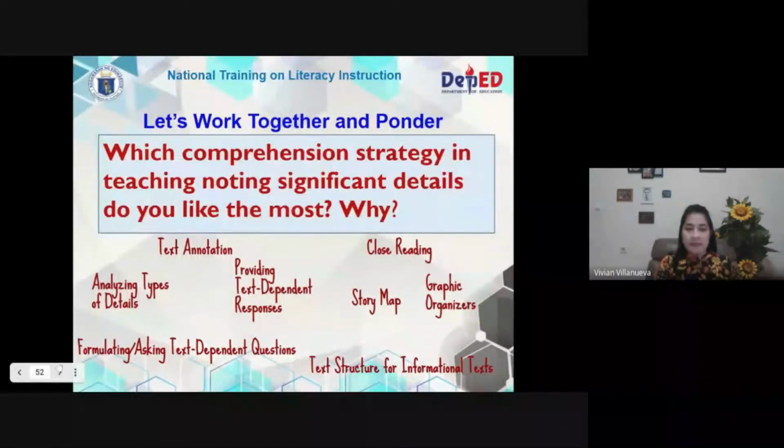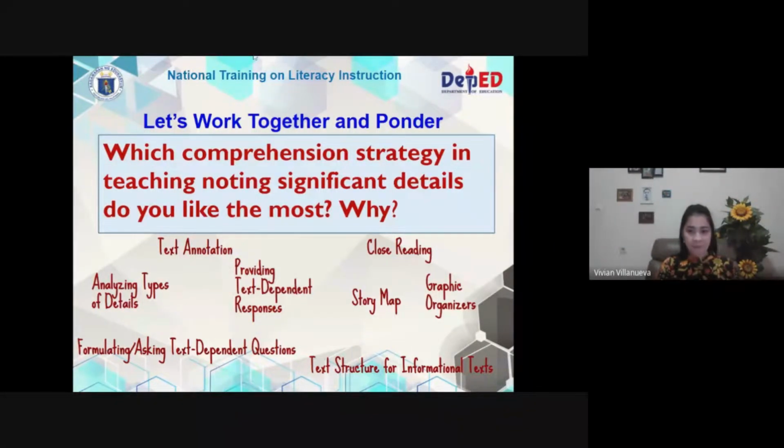Okay, yes, all right. Which comprehension strategy in teaching, noting details, do you like the most and why?